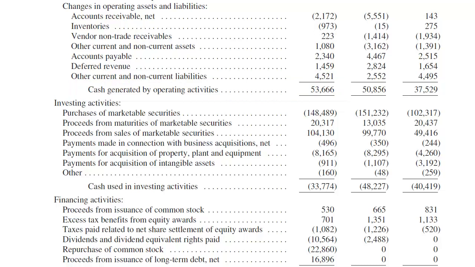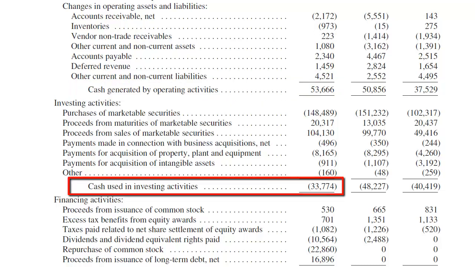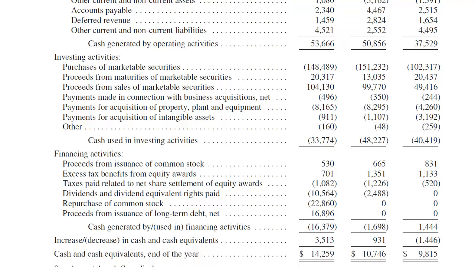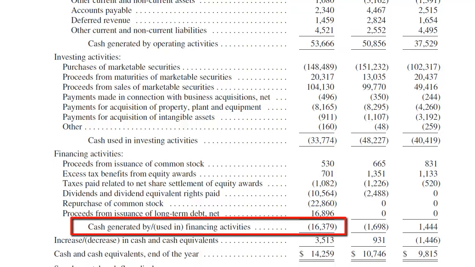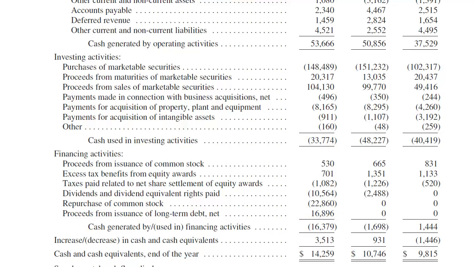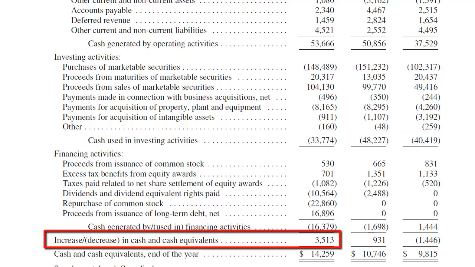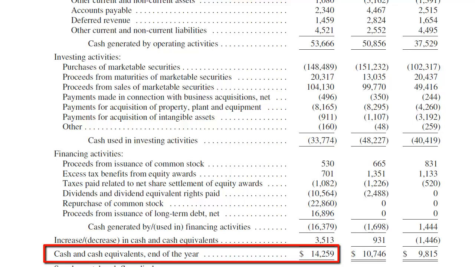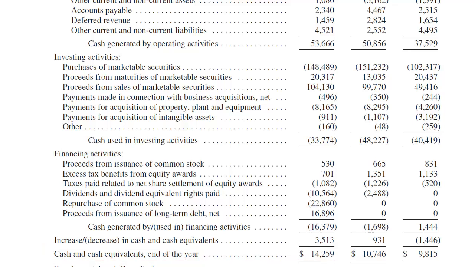Total cash used in investing activities was about $33.7 billion, and total cash used in financing activities was about $16.37 billion. Total increase in Apple's cash balance for this year was about $3.5 billion, and its ending cash balance was about $14.259 billion.